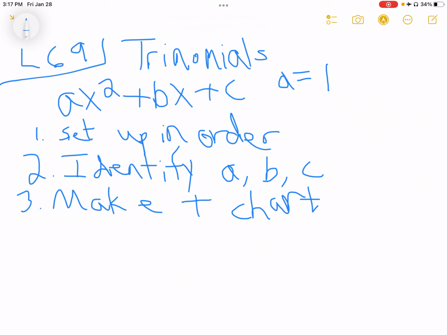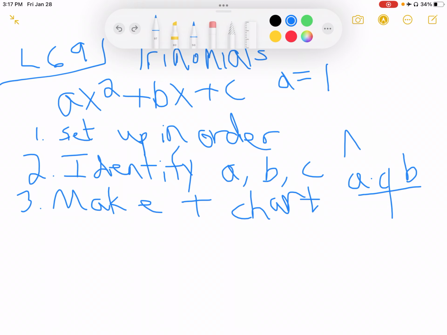And our t-chart is going to be like this, right? We have A times C, and then we have B here. And then we already wrote it before. Oops, this M doesn't look very nice here. Let's see if I can go back and fix my M. Okay.